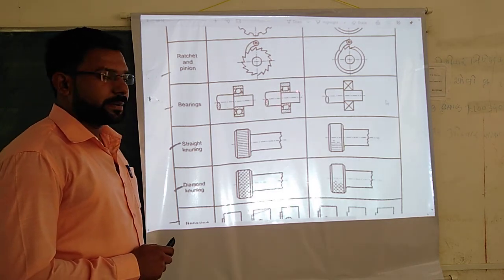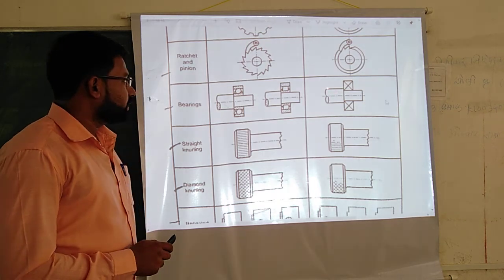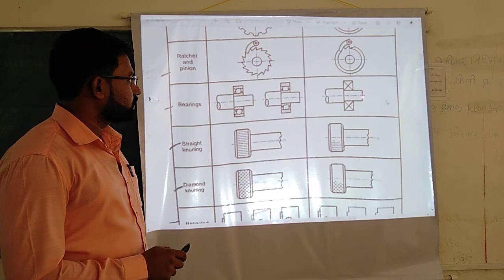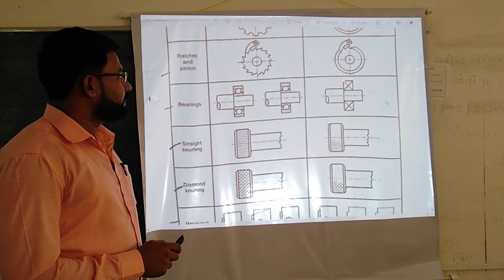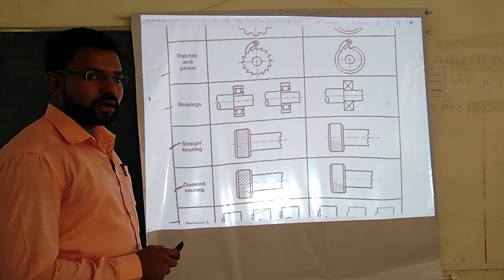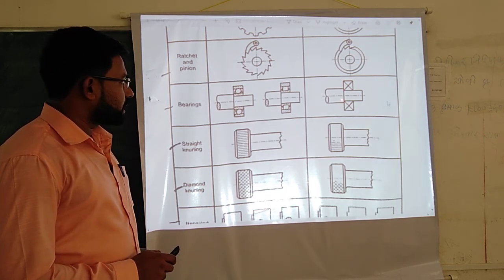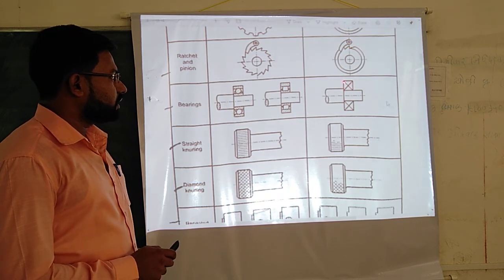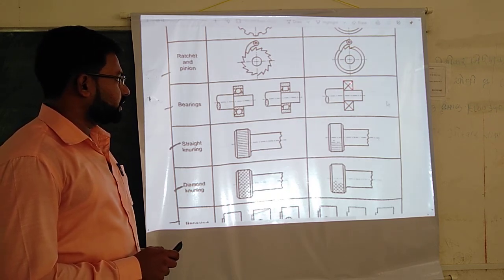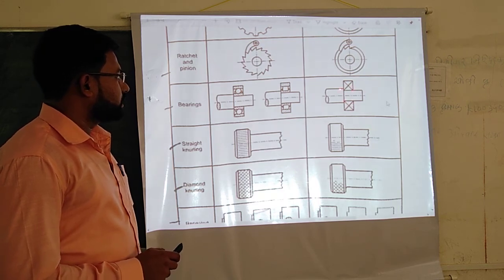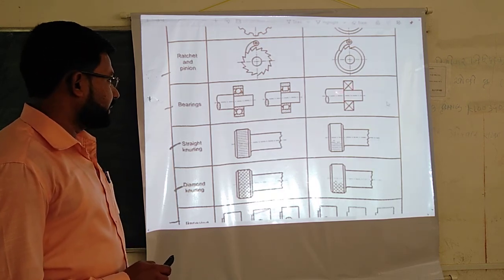So if you want to represent the bearing, how do you conventionally represent it? So this is the shaft. On this shaft, to represent the bearing, you have to draw a rectangle, one rectangle on the above side and another rectangle on the below side, and you have to draw this cross. Means you have to join the diagonals of these rectangles. Then this is the representation of a bearing.